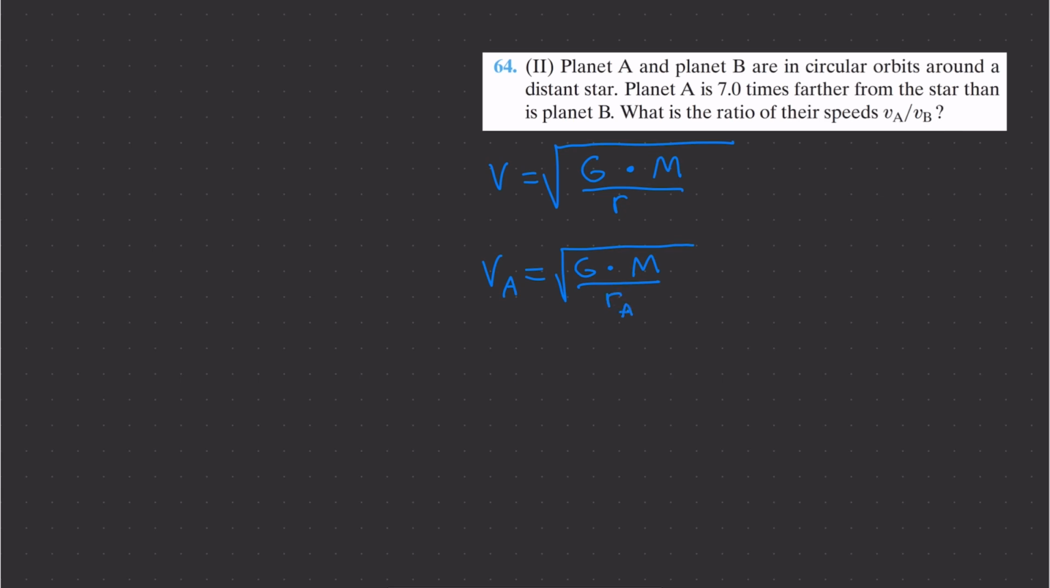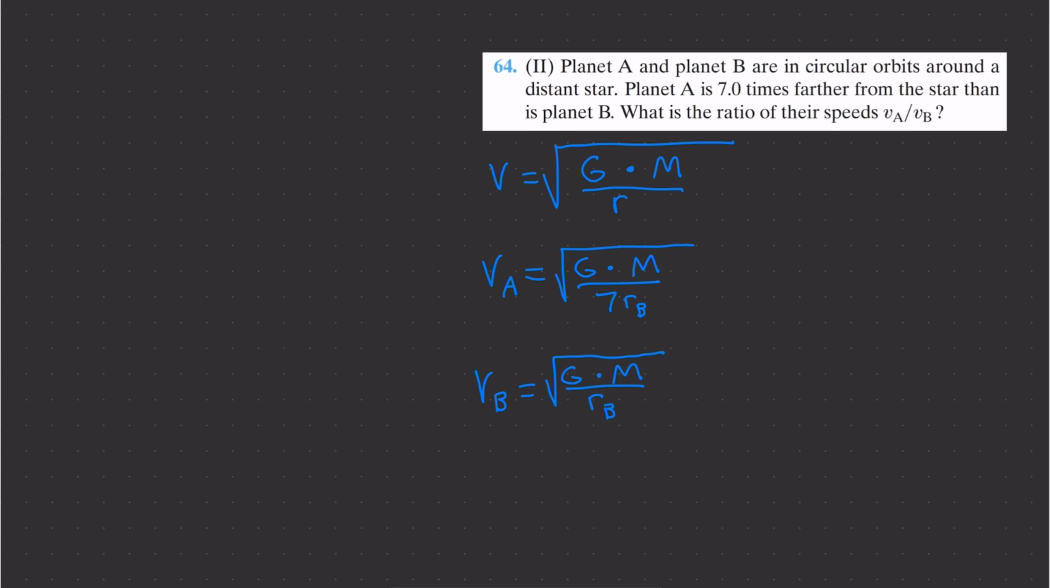Now this is going to be the same thing for v sub B, except instead we're going to use r sub B. So v sub B, the tangential velocity of planet B, is going to be equal to the square root of capital G times M over r sub B. So the only thing that's different here is the actual mean distances. What's special about this problem is that it tells you that the mean distance for planet A is 7 times the mean distance for planet B. So I'm going to show that now by getting rid of r sub A and just writing 7 r sub B.